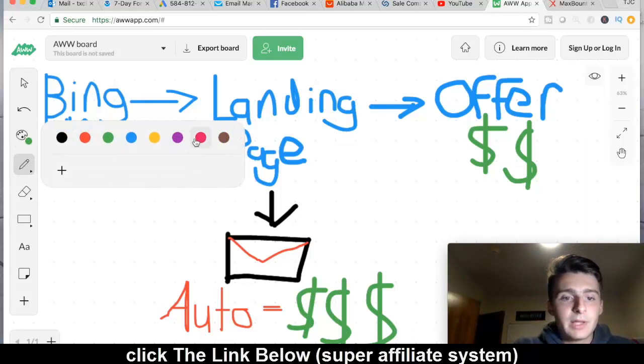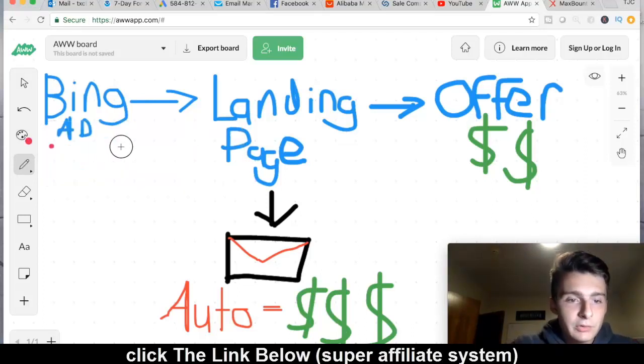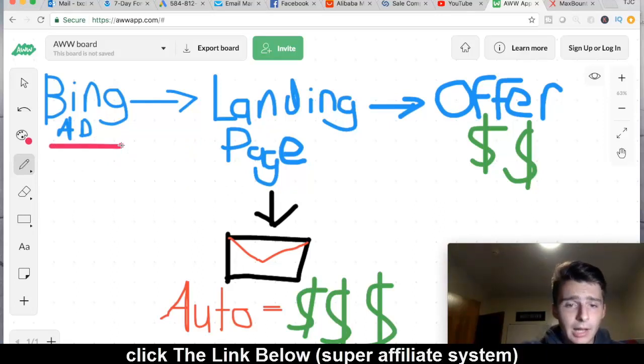Let's go with this little pink. So you start with your Bing ad here. Now this is a search ad generally. That's what I would recommend. So you have a search for, let's say, whatever product you're using or promoting. For example, let's use Make Money Online. So let's say your ad is for a product that is going to help people make money online.